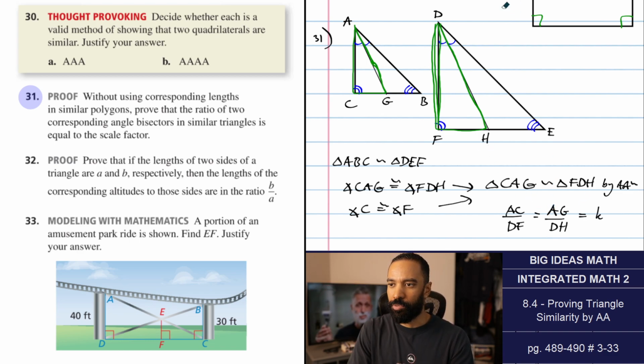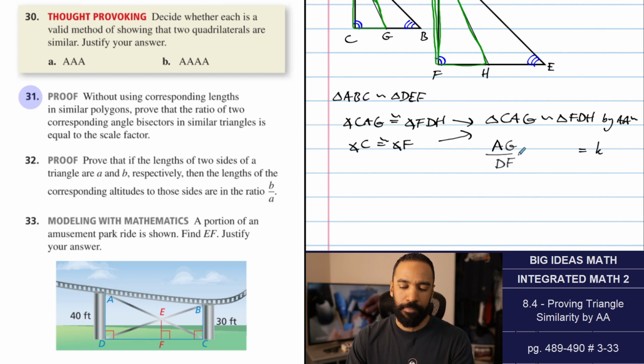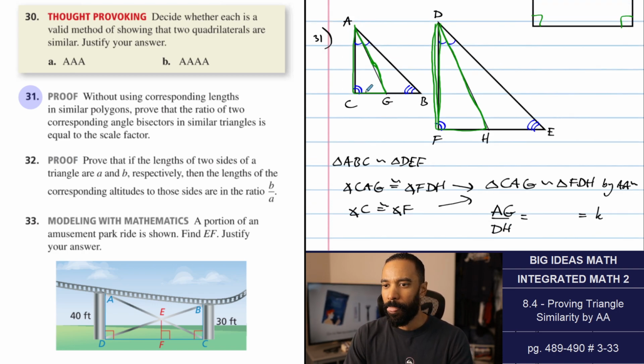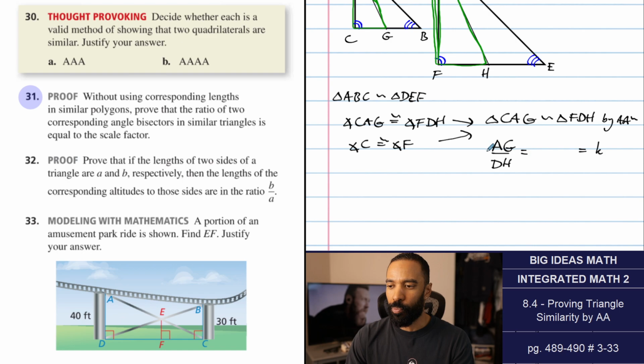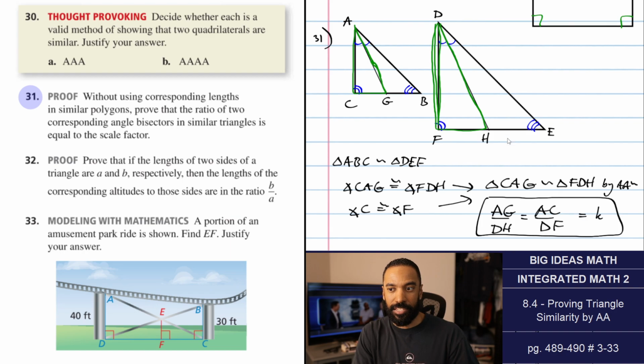Yeah, let me reverse how I say that, though, because the whole point is showing that AG to DH, the bisectors are. AG to DH is the same, AG to DH, and I know that this is more the reduction version, but that's okay. AG to DH is the same as CA to DF, both original parts, AC to DF, which is the same as the scale factor. So I guess that's enough. I hope that works out.